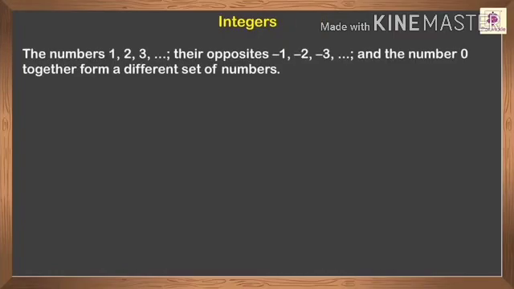Integers. The numbers 1, 2, 3, and so on, their opposites, negative 1, negative 2, negative 3, and so on, and the number 0 together form a different set of numbers.